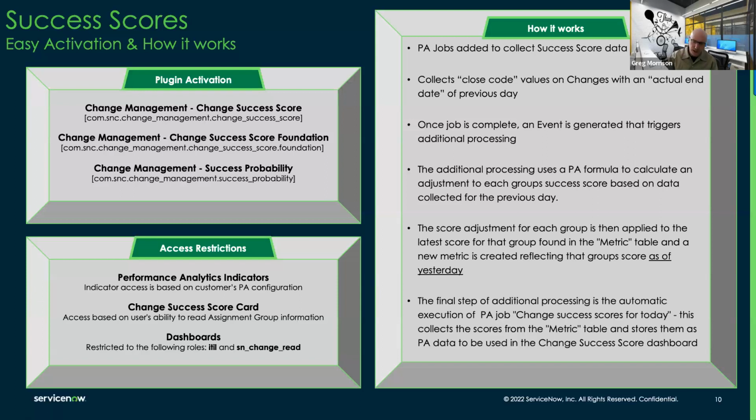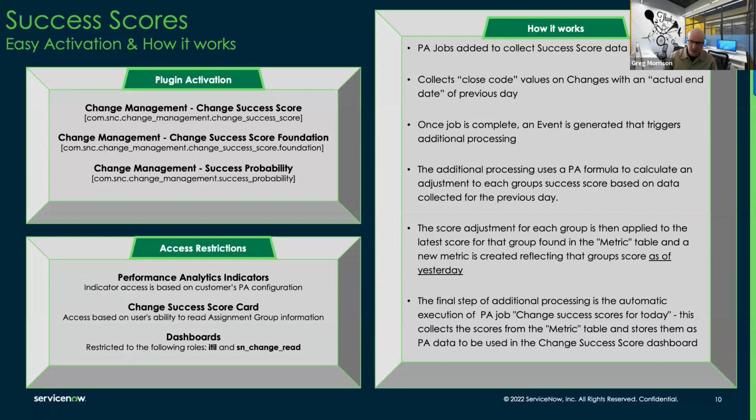And then there's one more final step in the processing, which is the automatic execution of a PA job called Change Success Scores for today. This collects that data from the metric table so that it can be rendered in the success score dashboards. Now, the dashboard that Isaac showed you was for Change Success Score.